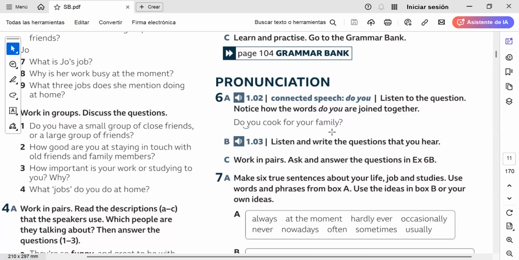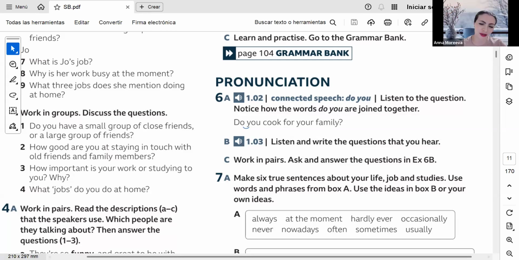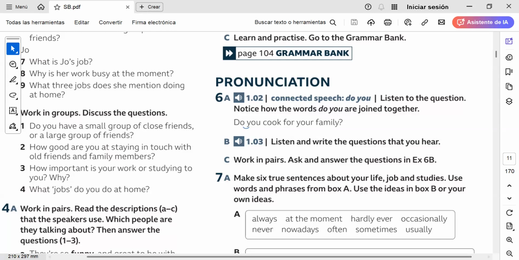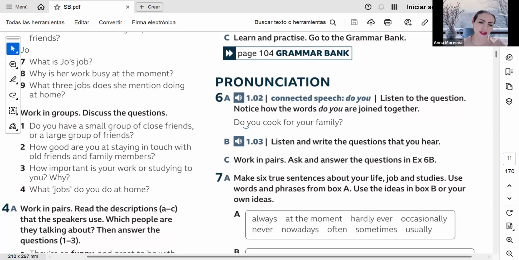Do you cook for your family? Okay, Fabian, please. Do you cook for your family? When they combine, they have the sound ch, like chew. Let's listen again. Do you cook for your family? Yeah, he didn't say do you, he said do you. Yeah, do you cook for your family?